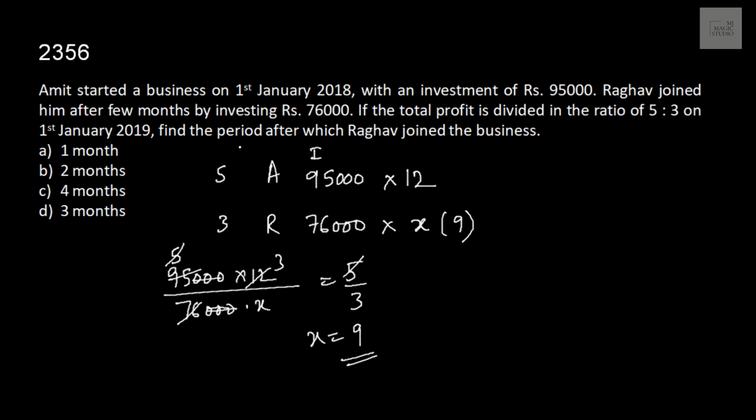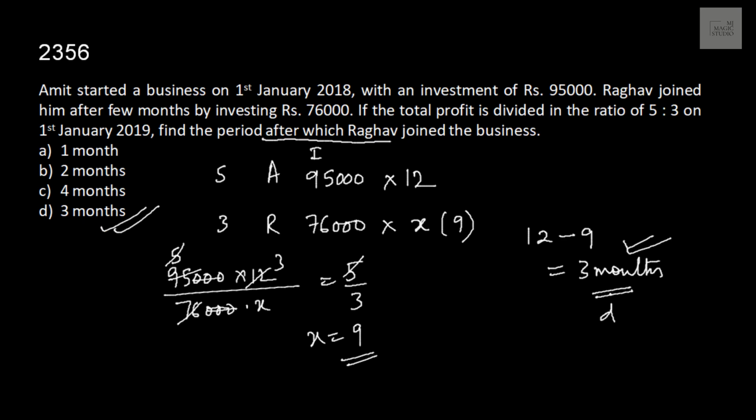Now what is the question? Find the period after which Raghav joined the business. That means Raghav joined the business after 12 minus 9, that is 3 months. Because his investment is only there for 9 months, he joined the business after 3 months, and that features in option D.